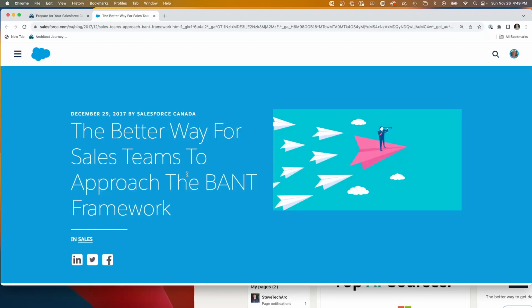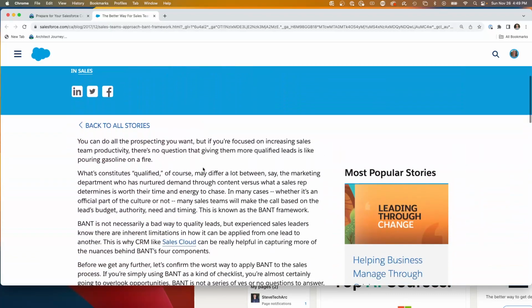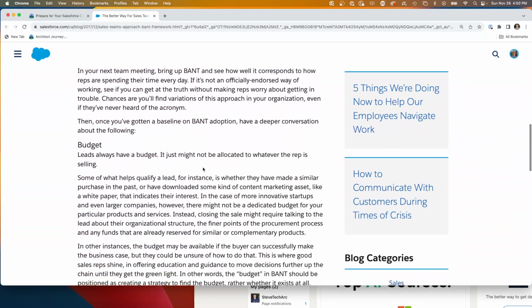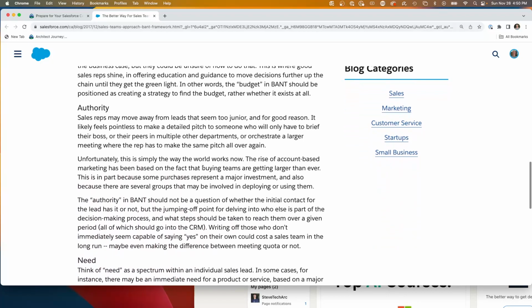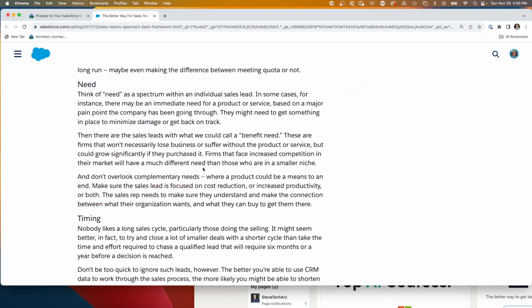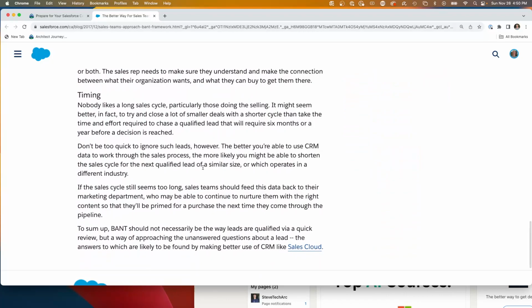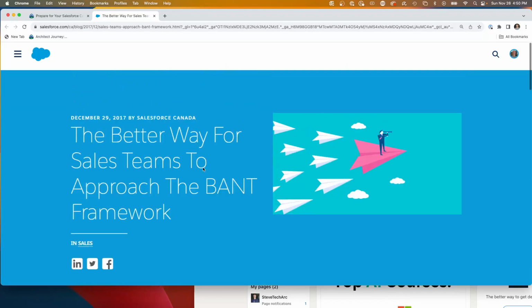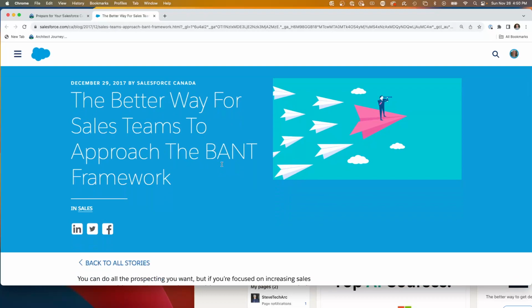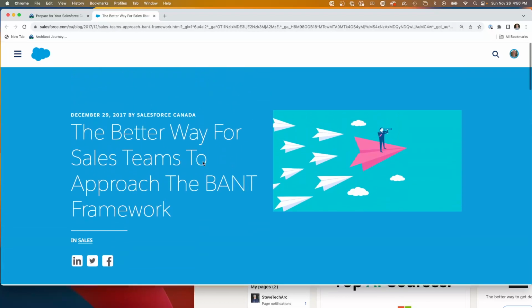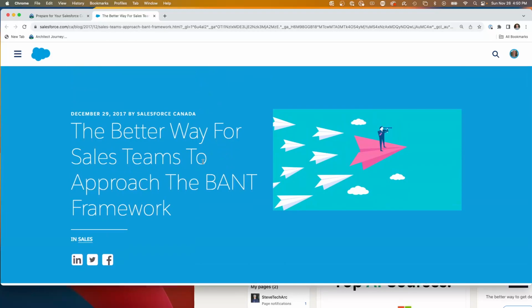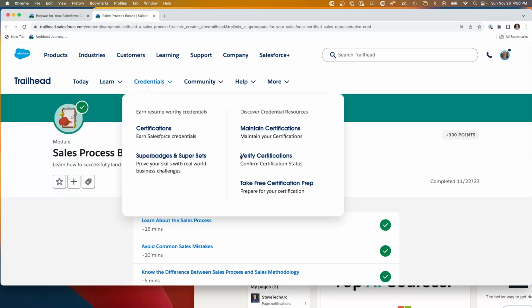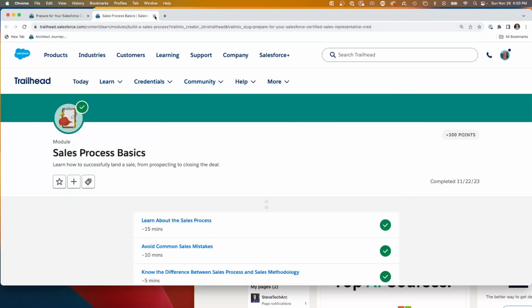And then as you look at a sale, you have the BANT. What is BANT? Well, do they have the budget? Do they have the authority? Do they have the need for what you're selling? And what is the timing for what you're selling? So these four things can really help. Budget, authority, need, and timing can help you look at a couple of deals and decide which ones you should be focusing in on. Sales process basics is a nice little one to be into.